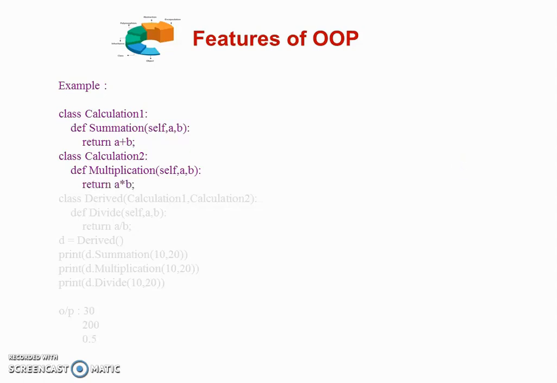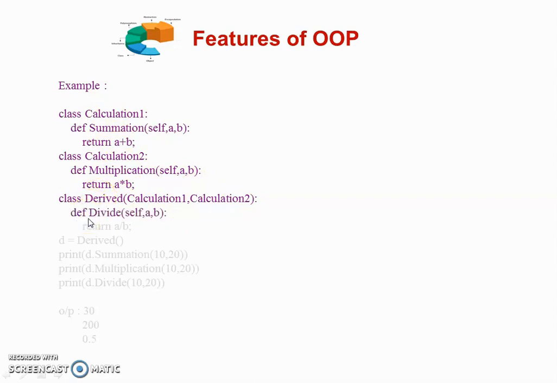Then here we simply write the multiplication formula, which returns a into b. Then we derive one class, named Derived, which is derived from Calculation1 and Calculation2. So Calculation1 and Calculation2 are the two base classes for one single derived class. This is known as multiple inheritance. One single child class can have more than one base class. So we pass Calculation1 and Calculation2 as bases to the derived class.